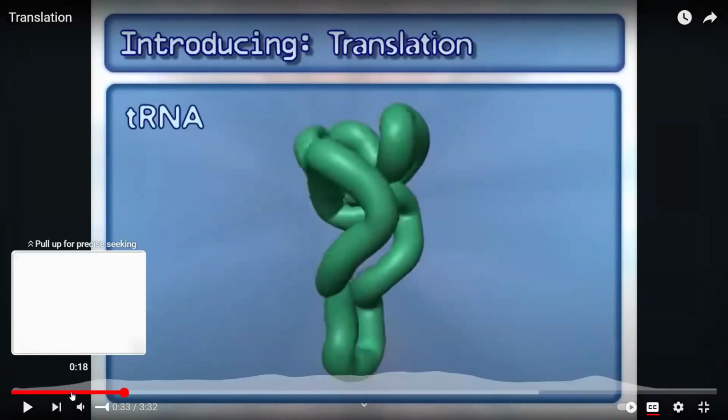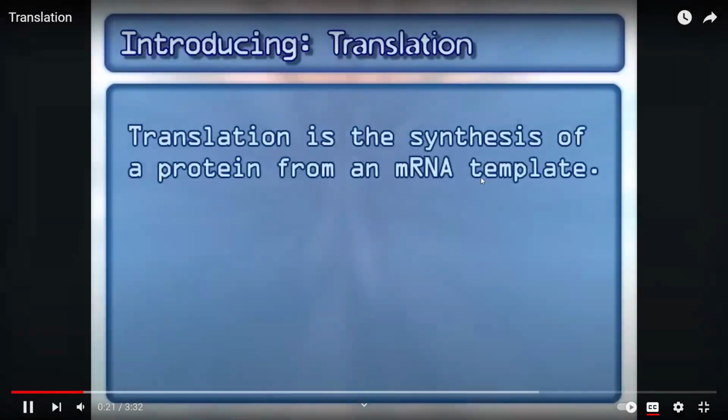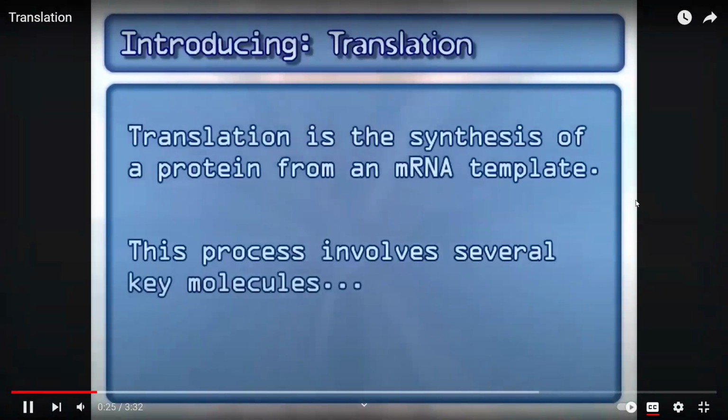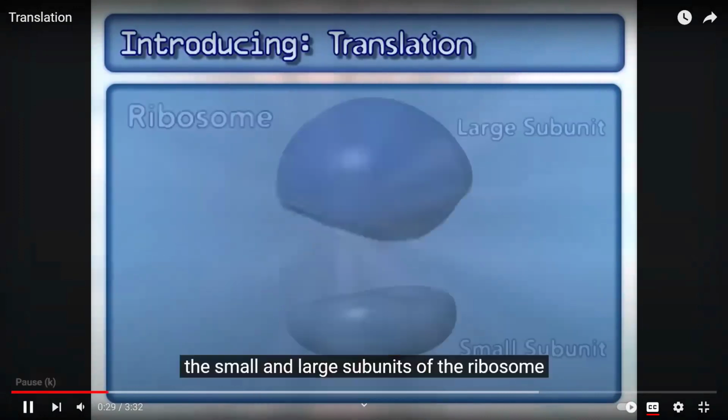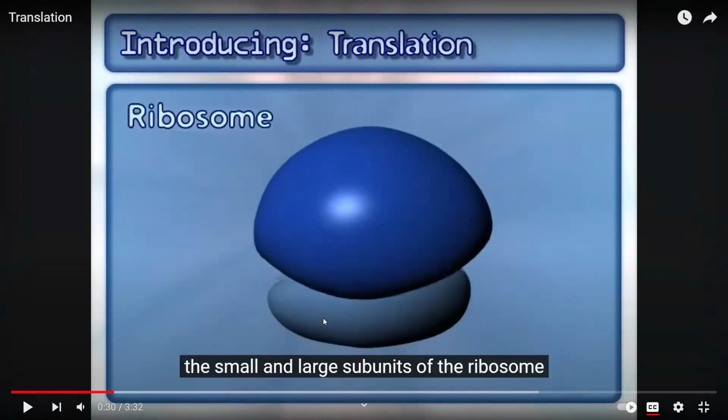What is protein synthesis, what happens in the translation. If you get an idea, we will easily understand the process of translation. See, translation is the synthesis of protein from an mRNA template. So this is a ribosome.